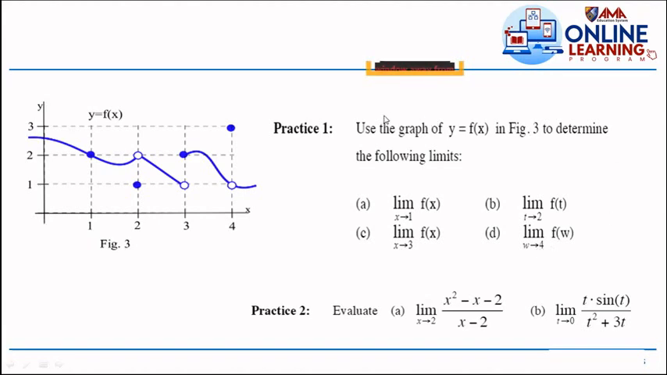So in your practice 1, you're going to use the graph method in finding the limit. In practice 2, evaluate the limit of (x squared minus x minus 2) divided by (x minus 2) as x approaches 2. Letter B, the limit of t sine t all over t squared plus 3t as t approaches 0. So practice 1, use the graph method. Practice 2, can you use the algebra method? We're going to check your answers. Okay, take your time.